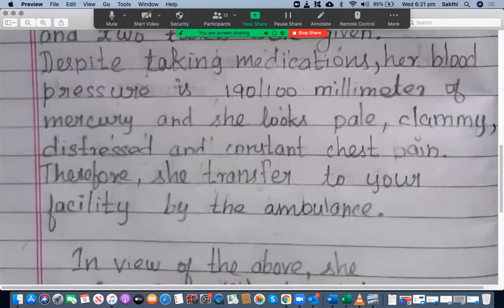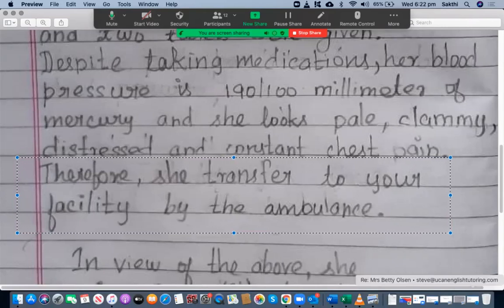It's not good. Therefore she transferred to your facility by the ambulance. Now, has she been already transferred, or is she going to be transferred? Going to be transferred. Then you can't say she transferred to your facility. She will be transferred. She is being transferred to your facility by the ambulance.